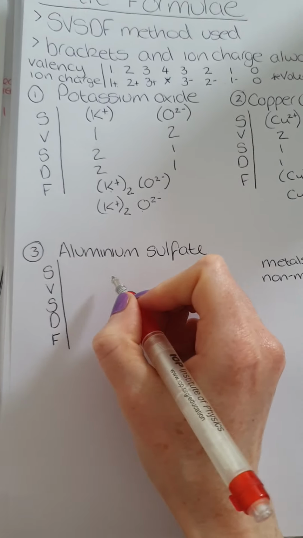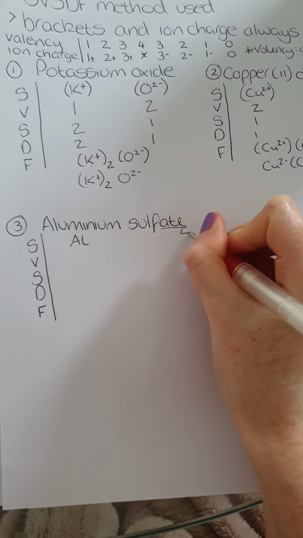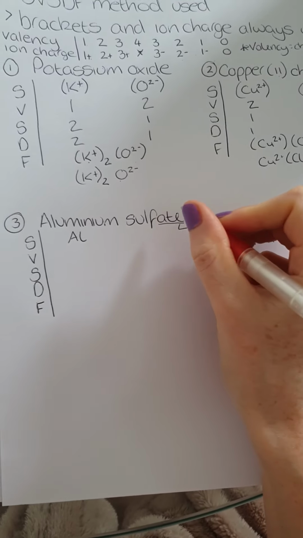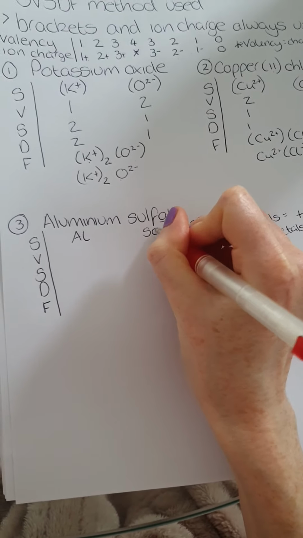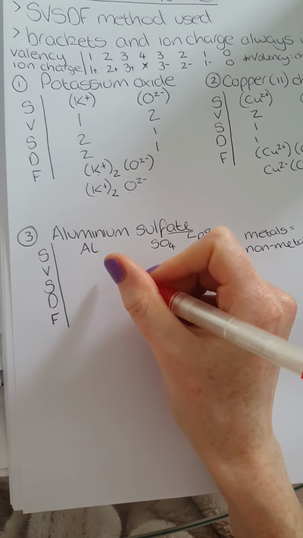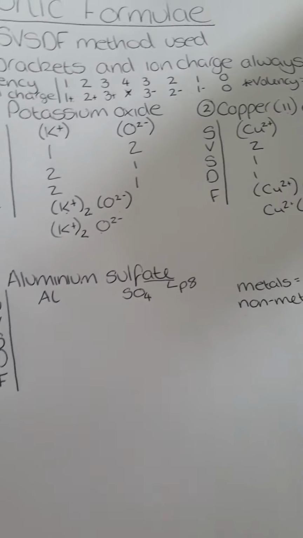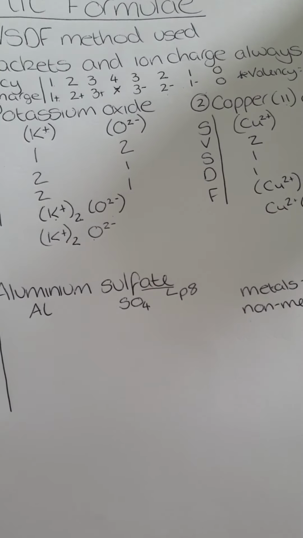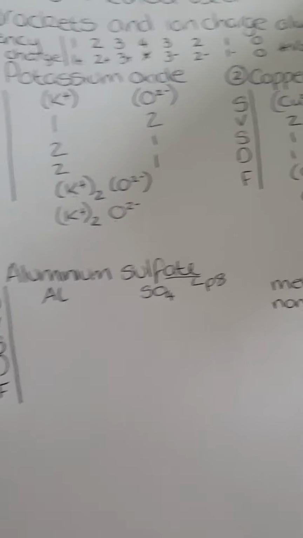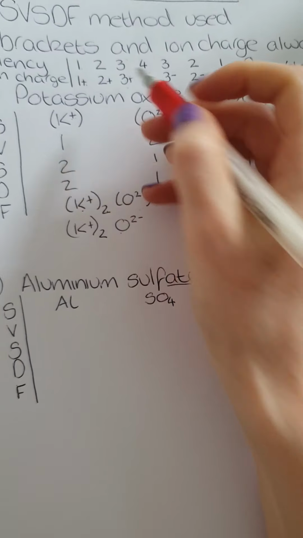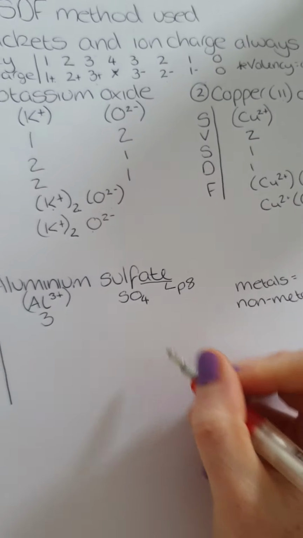Aluminium sulfate, so a wee bit harder. Aluminium's Al. Sulfate, so 8 tells you it's page 8. Sulfide would be sulfur, but sulfate is SO4. Charge of aluminium, it is in group 5. Is it group 5? Sorry, group 3. Aluminium's in group 3. So group 3, it gets a 3+ charge. And valency is 3. Remember your brackets.